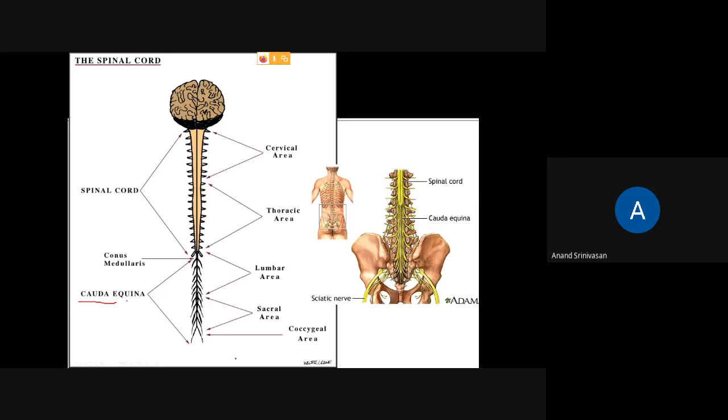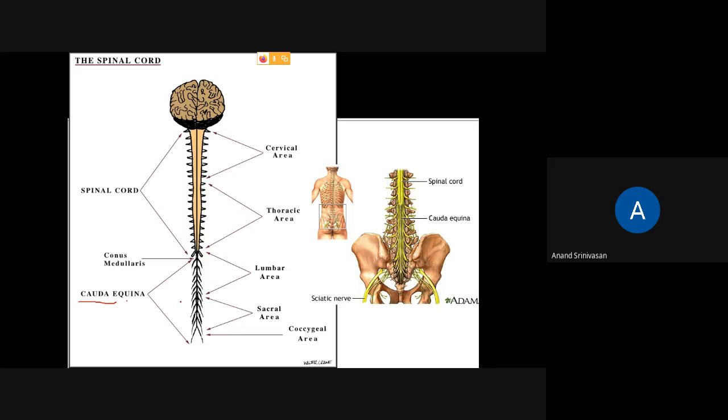Why does it look like a horse tail? Because a large number of spinal nerves will be coming from the lower end. So it resembles a horse tail, and that's why this is called as cauda equina. So here you can see the cervical area, thoracic, lumbar, sacral, and coccygeal regions. All these are very important. Even if a single spinal nerve is damaged, the person will be affected.